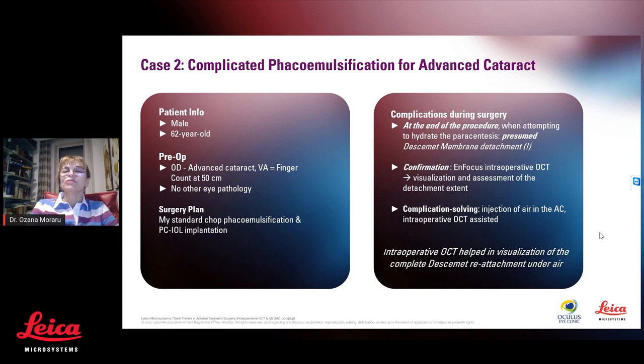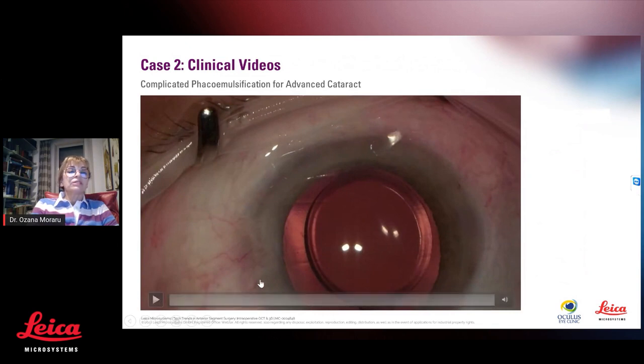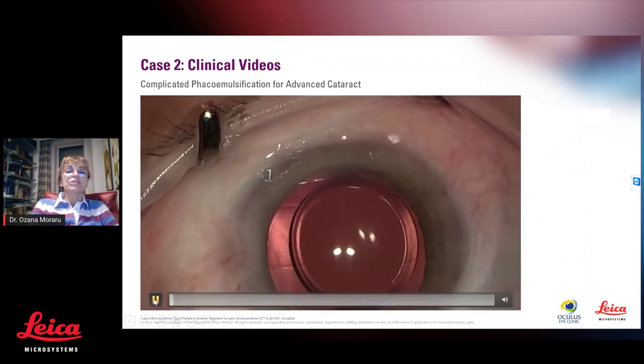Accidental detachment, of course. I immediately asked for the EnFocus OCT, and I had the confirmation. Indeed, the OCT showed me and helped me in assessing the extent of the descemet membrane detachment. And it also helped me in solving the complication by injecting air in the anterior chamber, as you will soon see. So this is the surgery.